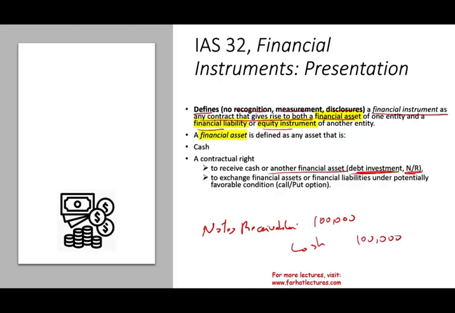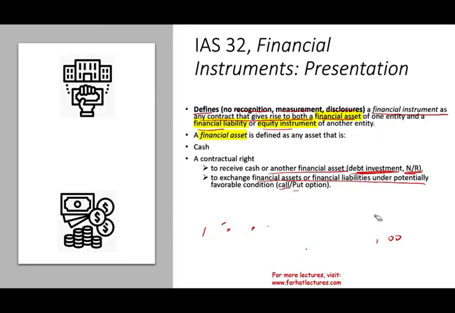Also, a contractual right to exchange a financial asset or a financial liability under favorable conditions. Here we are talking about call options and put options. What are call options and put options? A call option gives you the right to buy an asset, to buy a stock, an equity, at a certain price. And a put option gives you the right to sell. Don't worry about calls and puts. We're going to cover them in a separate recording, in a separate chapter. We're going to talk a lot about them, but this is what the definition of a financial asset is.